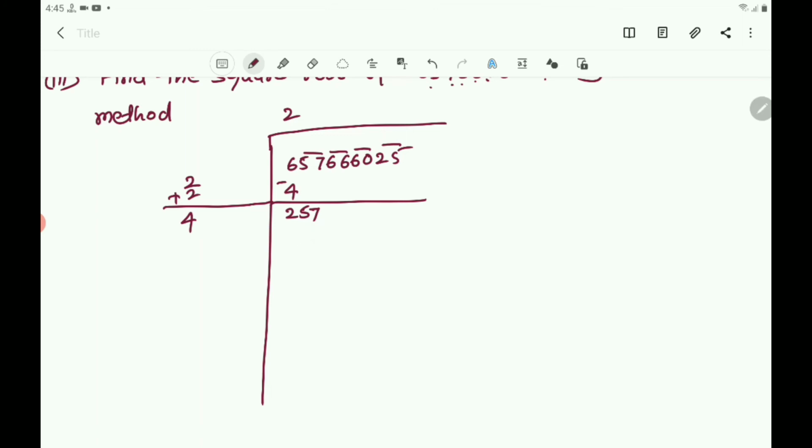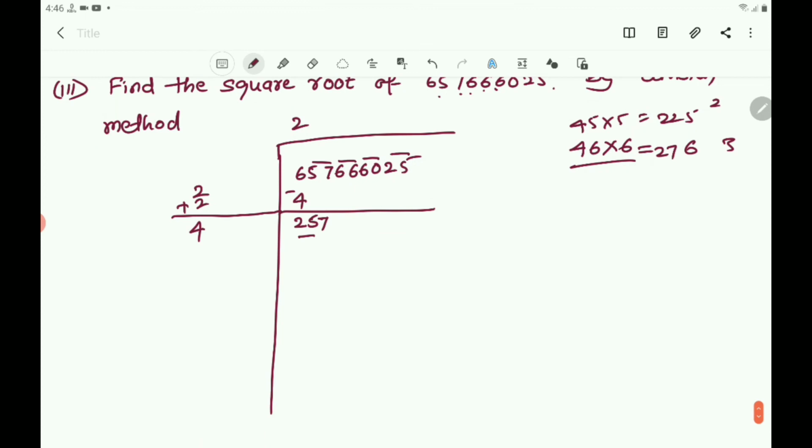So here it is 25, means you can take 6. 4 6s are 24. So you put 46 into 6. If you put 45 into 5, it becomes 5 5s are 25, 5 4s are 20, 20 plus 2, 225 it becomes. And if you put 6, 6 6s are 36, 6 4s are 24, 24 plus 3, it becomes 276. And you know that 276 is more than 257.